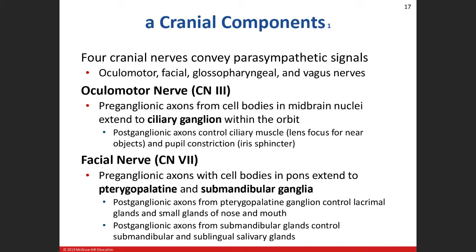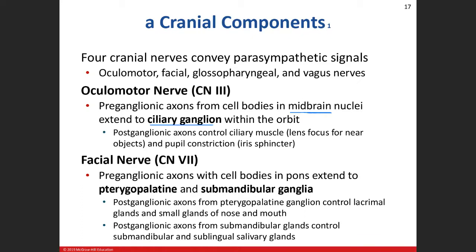So pretty much for all the cranial nerves, it should be pretty easy in their origin. The preganglionic neurons' cell bodies are always going to originate in the brainstem. But I'm going to be a little bit more specific now. So oculomotor is going to originate in the midbrain, and then its axon is going to extend to the ciliary ganglion.